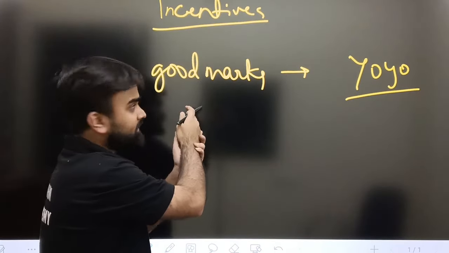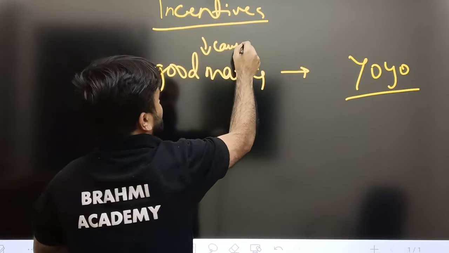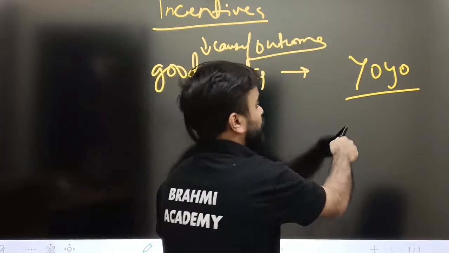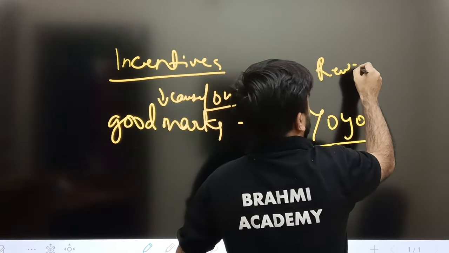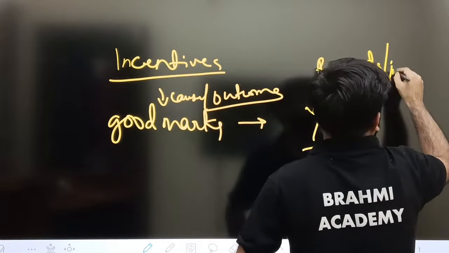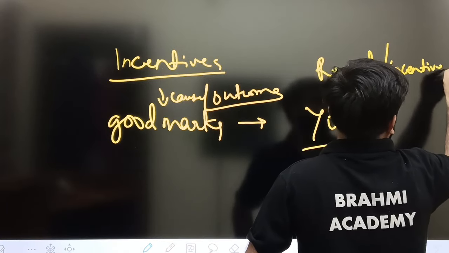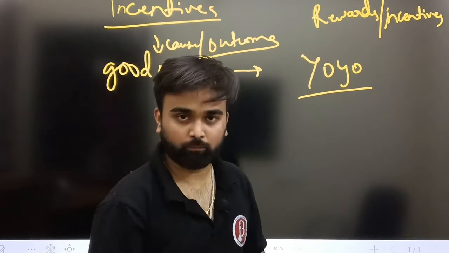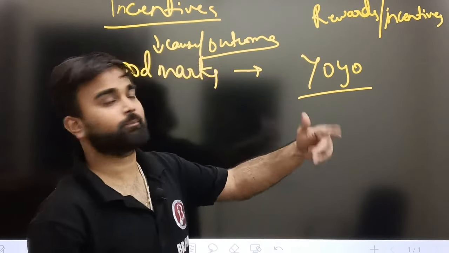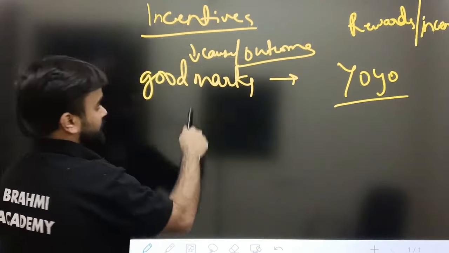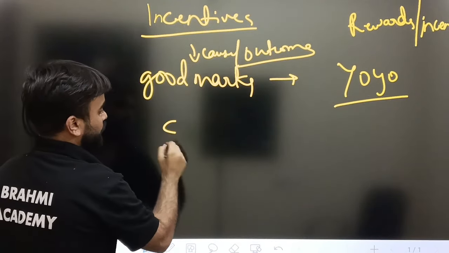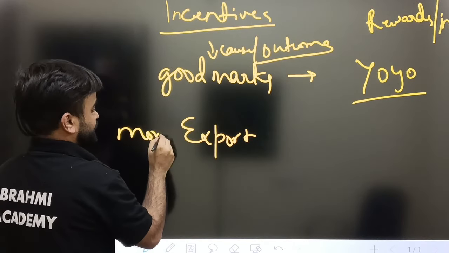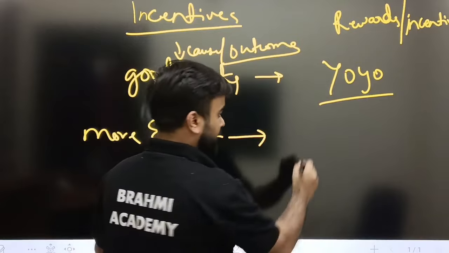So when you get good marks, this is the cause or the outcome, and what you are awarded for this are the rewards. These rewards are nothing but incentives. Getting it? Similarly, in an economy, what do we want? We want our exporters to export more. When they do so, what we try to give them is incentive. So in export, the cause should be export, not just export but more export. And for that, what do we want to give them? Incentives.